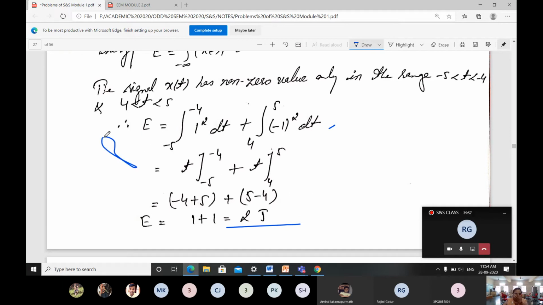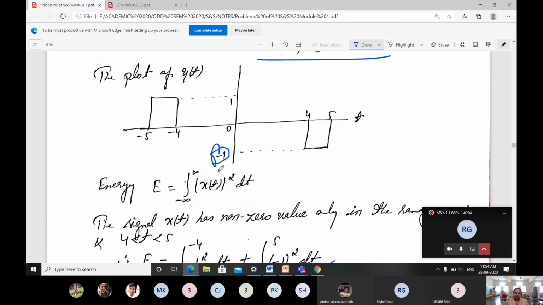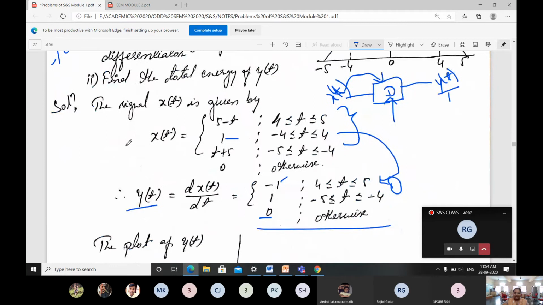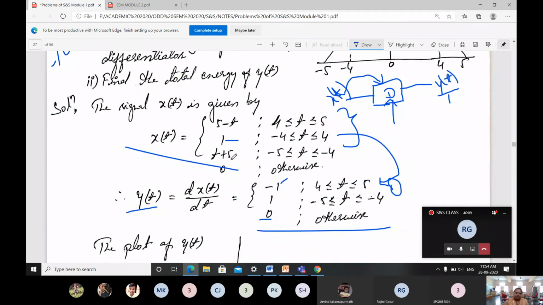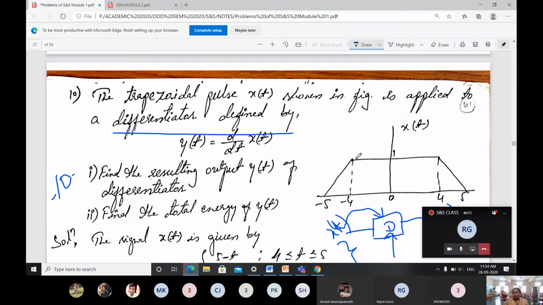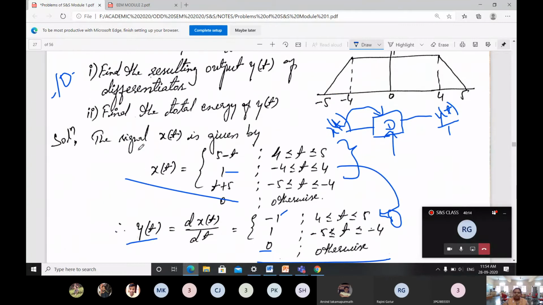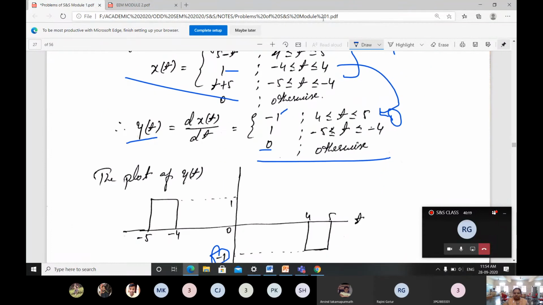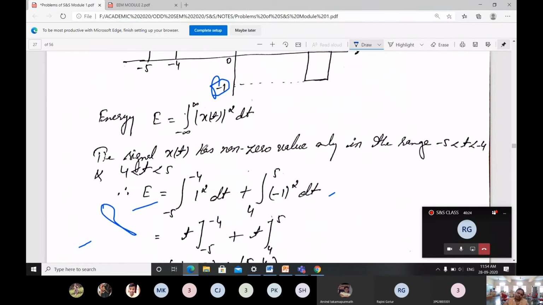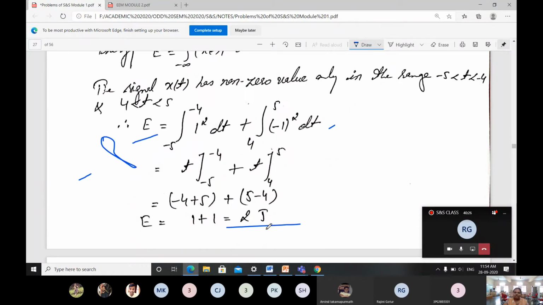This is also important. This is also asked in the exam for 8 marks. This is how you have to solve the problem. Don't just write these points directly. You have to apply the line equation, then solve further, then you get x of t, then differentiate x of t. You will get the points and a graph like this, then apply the energy formula for this, and you will get the energy as 2 joules. This is one type of problem.